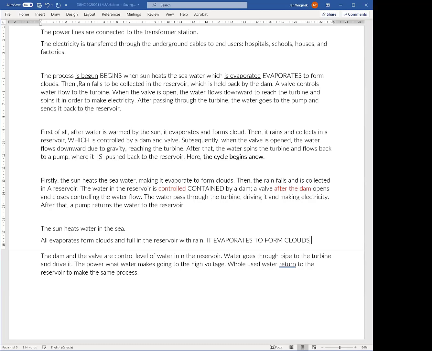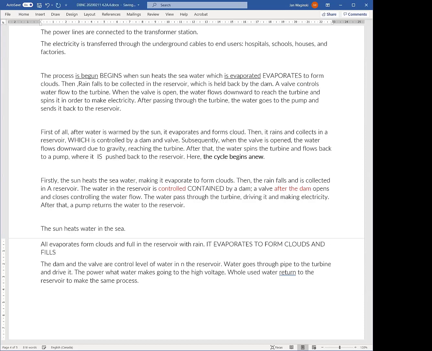And fully in it's good, or I need to search something different? Well, you're missing the step where it falls as rain. But I write in relation with rain. Okay, I see. It evaporates to form clouds and fills. Ah, fills. So fill is the verb for full. And fills the reservoir, river, when it rains.